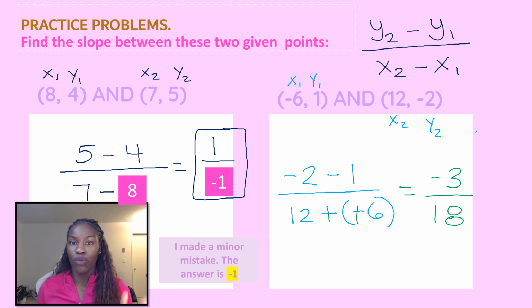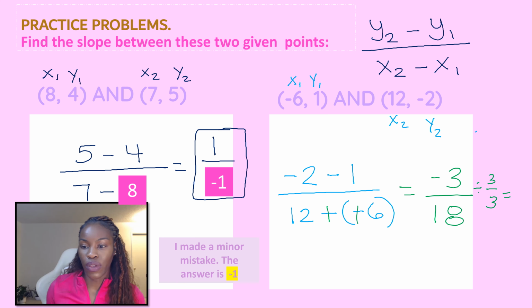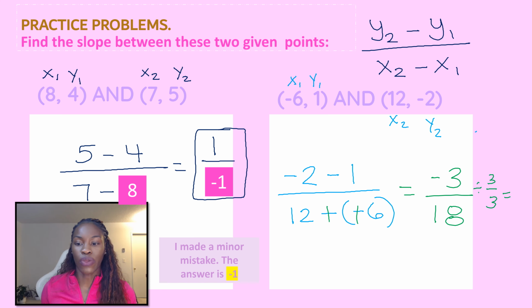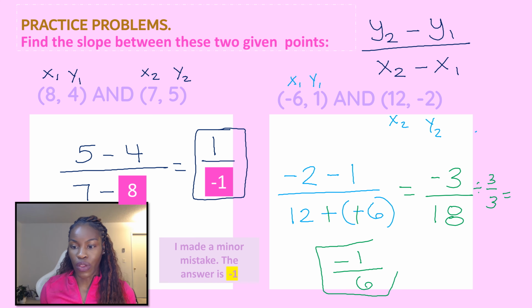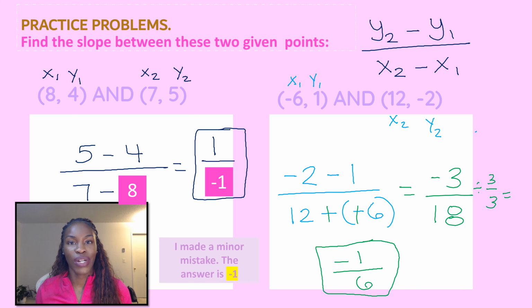Okay, so this will be our slope, but you can definitely reduce this. In other words, simplify. So I'm going to simplify this by, I know that 3 can go into both numbers. So I'm going to divide that by 3. And that will leave me with, and I'll just write it down here, -3 divided by 3 is -1. And 18 divided by 3 is 6. So this is our slope between those two points.